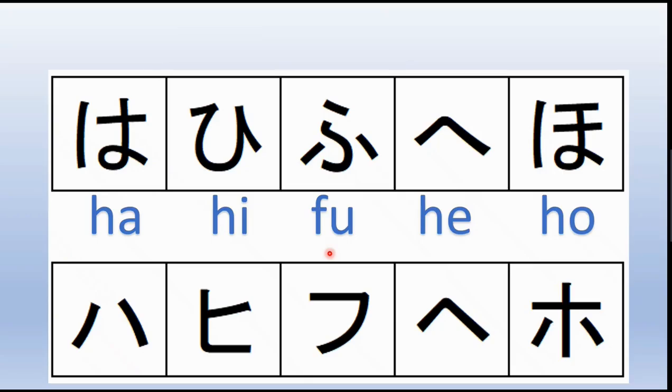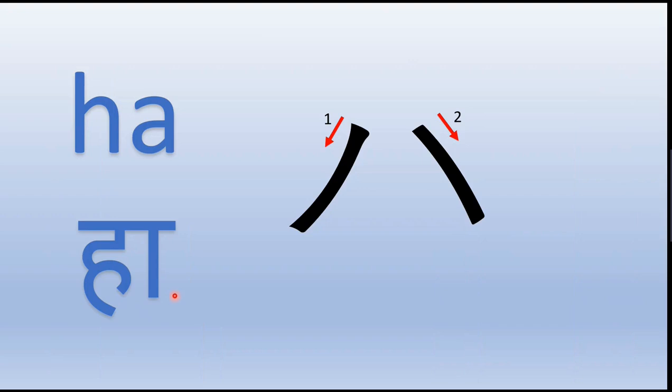Next is ha, hi, fu, he, ho. So here again we can see some similarities, especially in he, which is more or less the same. And we have some similarities in ho as well. So now let us see how we can write all these katakana alphabets. First is ha. The first one will be like this from top to bottom slanting, and also the direction will be from right to left. And this is the second one. This is from top to bottom, but the direction is from left to right. So these are the two strokes of ha.